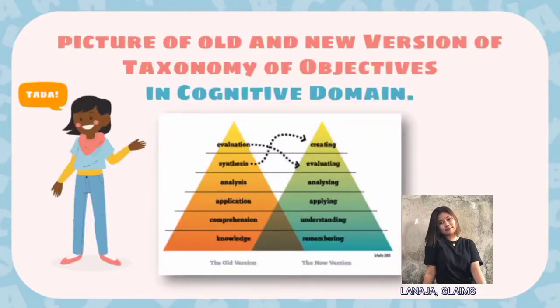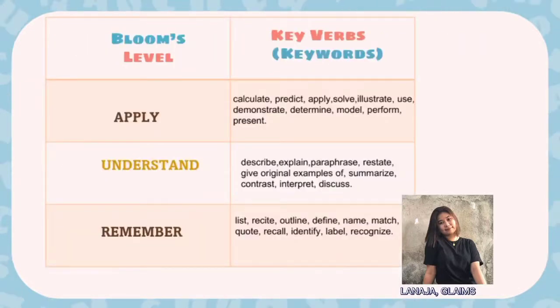Bloom's taxonomy has 6 levels of cognitive domains. First, we need to start with the lowest level of Bloom's taxonomy, which is remember. The key verbs of remember are list, recite, outline, define, name, match, quote, recall, identify, label, and recognize. One of the examples of this level is the student will be able to recite about the topic or their lessons. For example, they will recite about the 6 levels of Bloom's taxonomy, something like that.